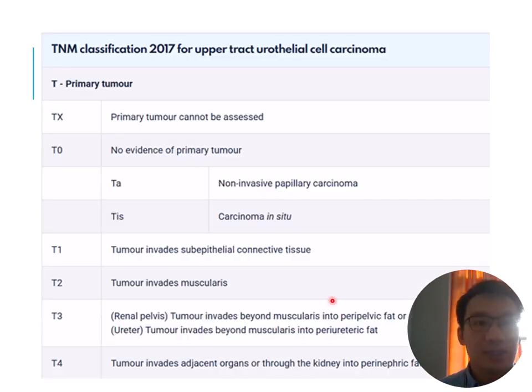For UTUC, it's fairly similar to bladder cancer because they are urothelial cancer. You differentiate T1 versus T2. T2, it involves the muscle. T3, it invades beyond the muscle into the fat, peripelvic fat, right? And T4, it actually invades the surrounding organ or perinephric fat.